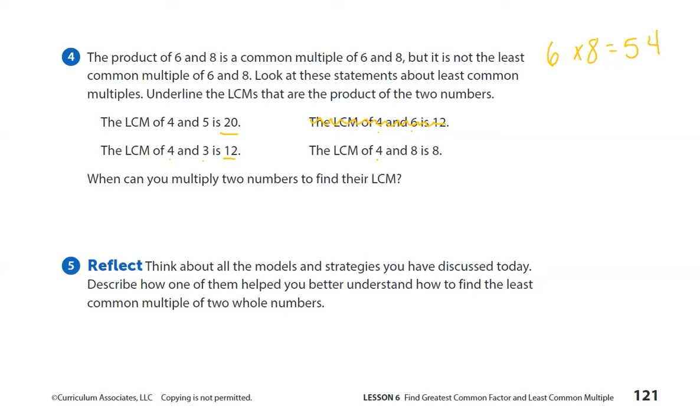The least common multiple of 4 and 8 is 8. Well, the product of 4 and 8 is 32. And 32 is not 8. They're not the same number, so no.